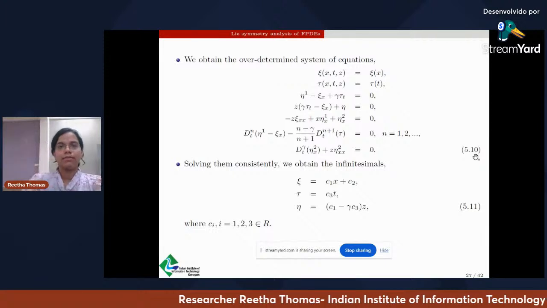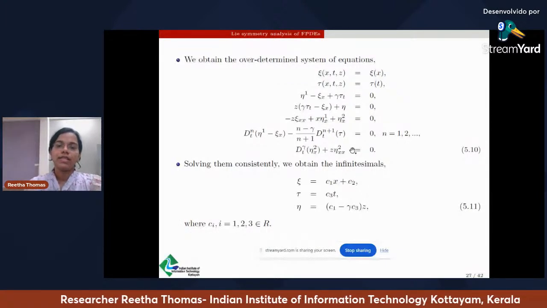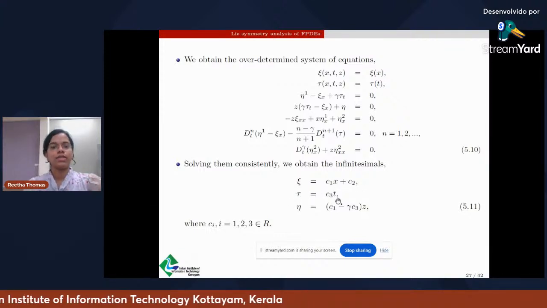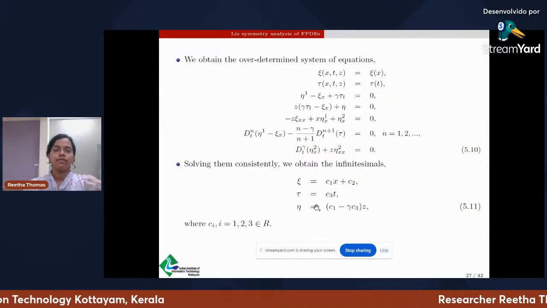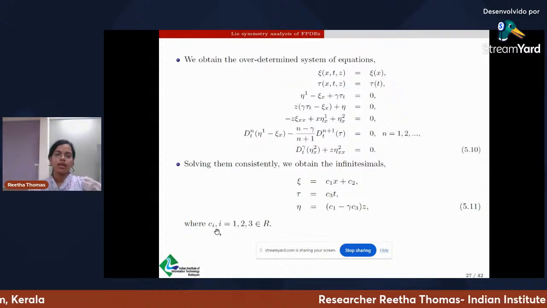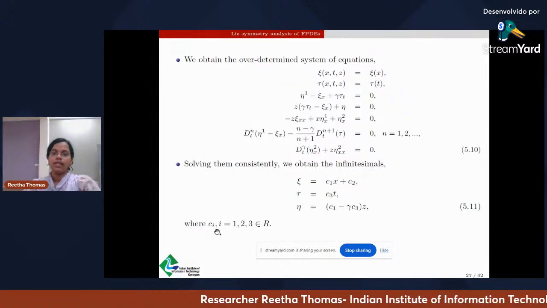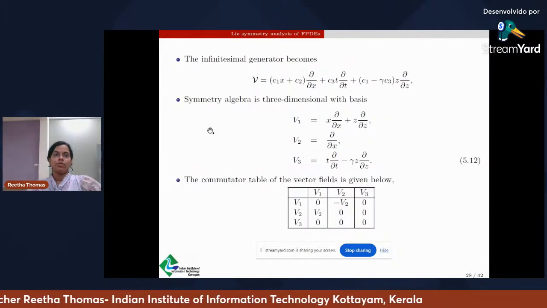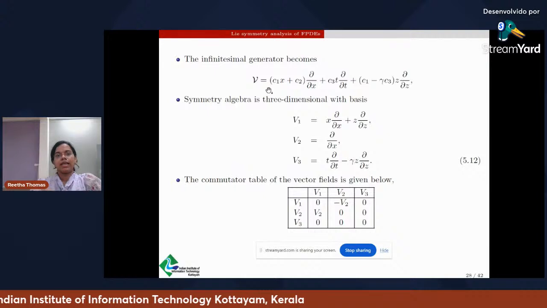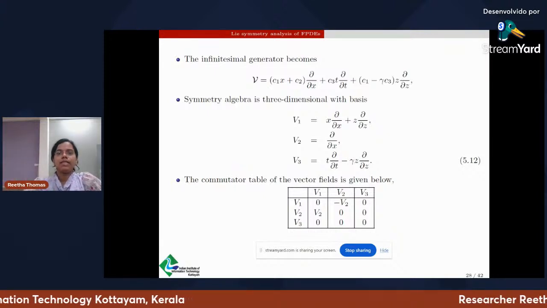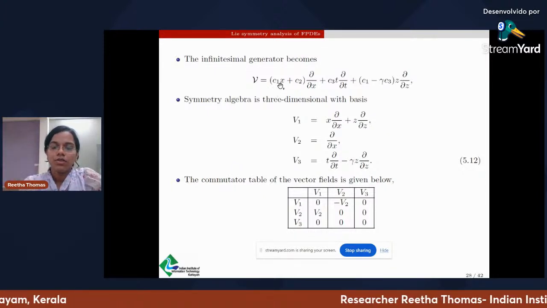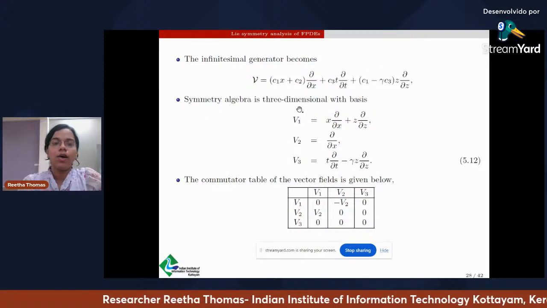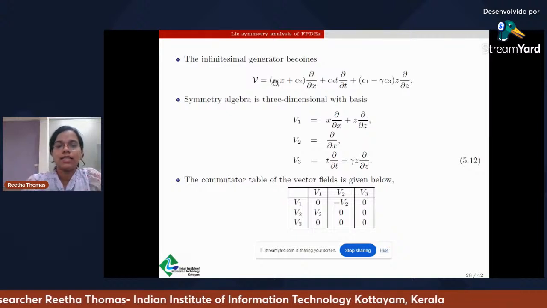Solving this overdetermined system of equations, the infinitesimals become psi equal to c1x plus c2, tau equal to c3t, eta equal to c1 minus gamma c3 z. So these are the infinitesimals obtained using the Lie symmetry algorithm. The infinitesimal generator becomes psi dou by dou x plus tau dou by dou t plus eta dou by dou z.